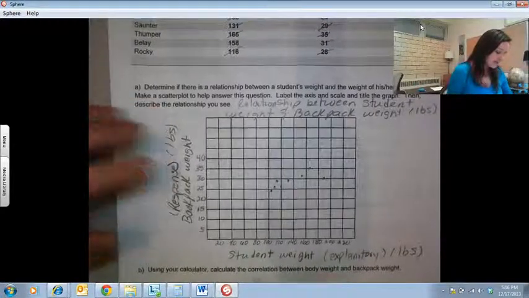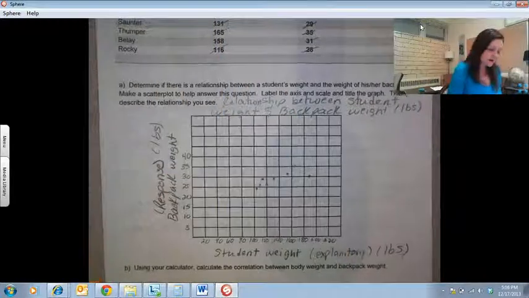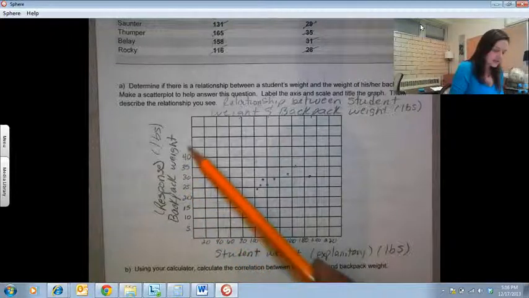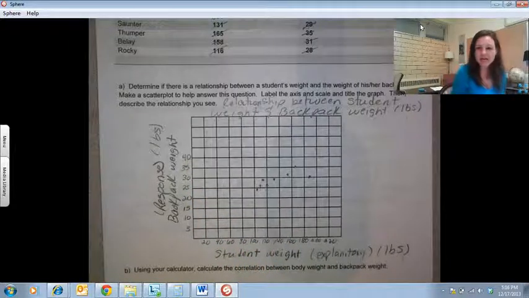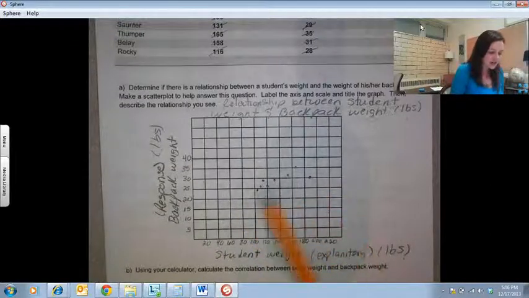The response variable was backpack weight. I counted by 20s for student weight so I could get up to 187. I guess Plotter weighs 187. And I counted by 5s on the backpack weight. You guys should be able to do this fairly easily. Here are my dots for my scatter plot.